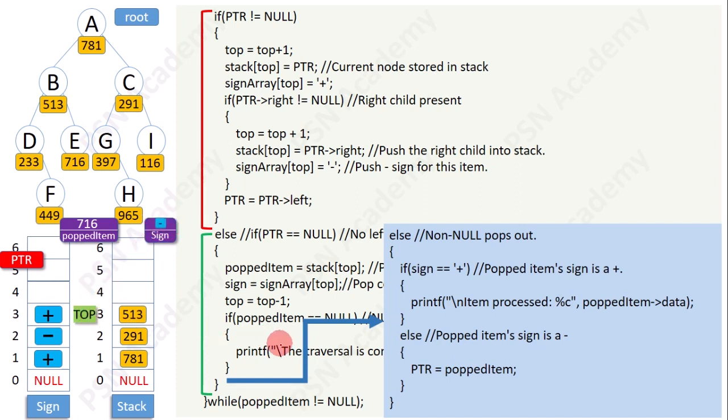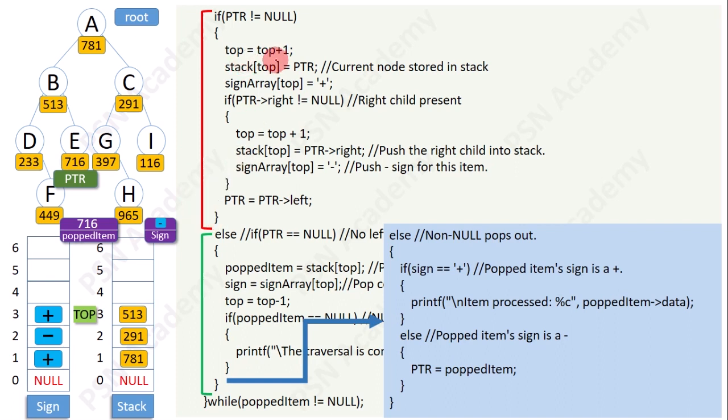Top goes down, and we go for this else part because popped item is not null, and we check the sign. This time it is minus, so this else block will work. Set PTR to popped item. So popped item is 716, so PTR will be set to 716 like this. This cycle is over. We go for the do while loop because popped item is not null, and we find that PTR is not null. This time this red block will work.